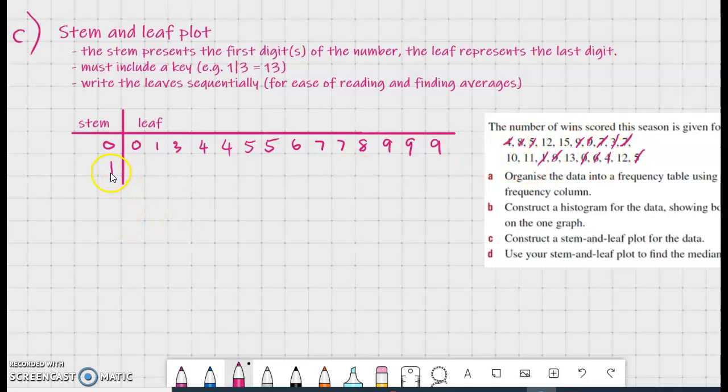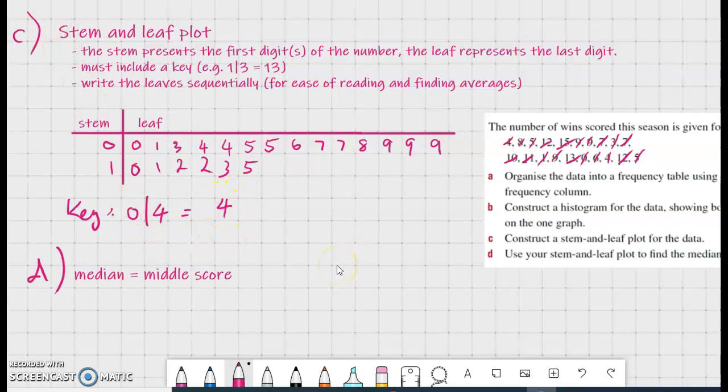Now I move on to my second stem, which starts at number 10, and I've got one of those, so I write a 0 to represent 10. The next lowest number is 11. I've got 2 12s, so I'm going to write 2 2s. There's 13 and 15. So hopefully that's everything accounted for. Just to double check, I make sure I have 20 leaves, which I do. And finally, I just need to add a key. So my key is a stem of 0 and a leaf of 4 is a score of 4.